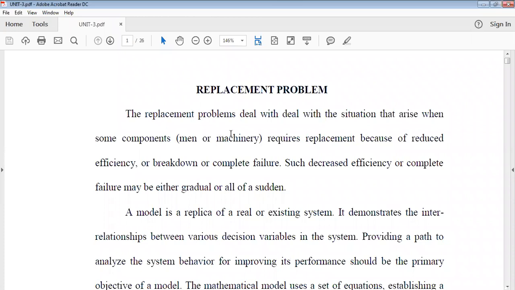Now, these replacement problems generally deal with the situation that arises when some components, whether it is men or machinery, require replacement because of reduced efficiency or breakdown or complete failure. Such decreased efficiency or complete failure may be either gradual or all of a sudden.